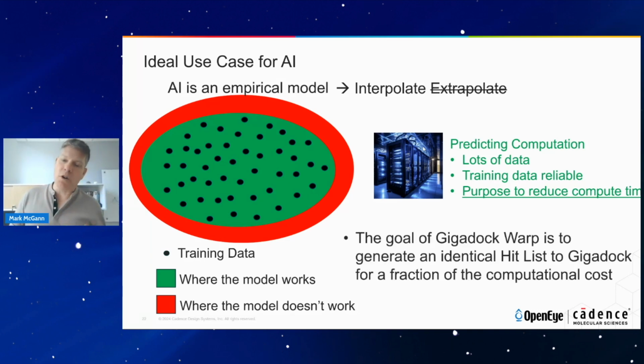And the overall goal of Gigadock Warp, therefore, is to be a drop-in replacement and to produce as closely as possible the exact same hit list that you would get from Gigadock, but at a fraction of the computational cost. So we are trying to improve the efficiency of the calculation. We're not actually trying to improve the quality of the results from Gigadock, which are good, but the purpose of AI here is for efficiency, not improved quality of calculation.